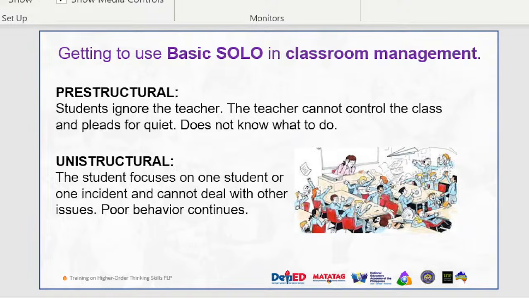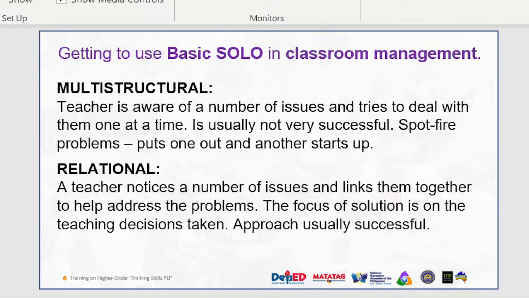Unistructural, the teacher focuses on one student or one incident and cannot deal with the other issues. So the poor behavior continues between the students. At the multistructural level, the teacher is aware of a number of issues and tries to deal with them one at a time. He's usually not very successful. Spot fire problems: put one out, another starts up.